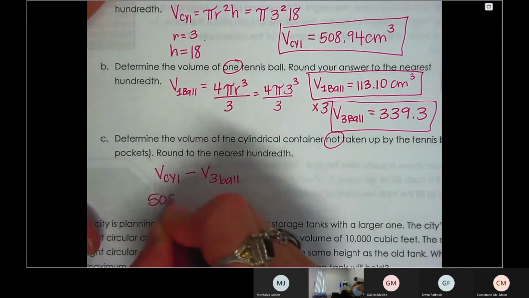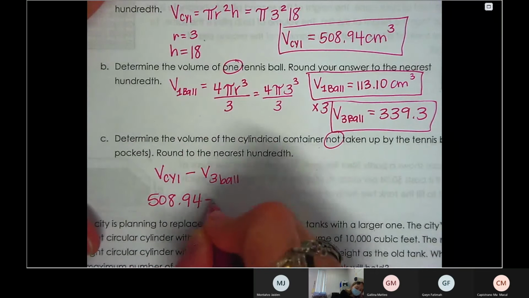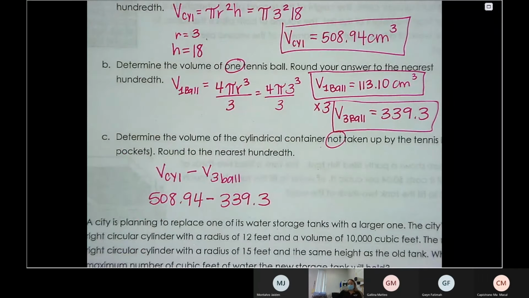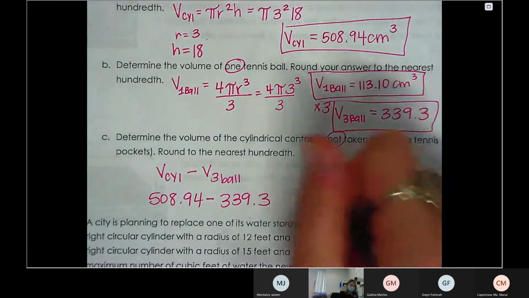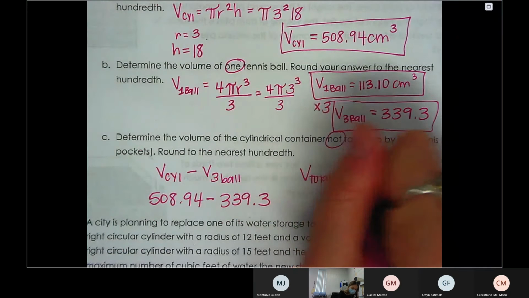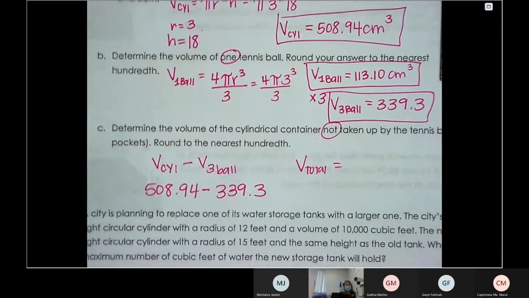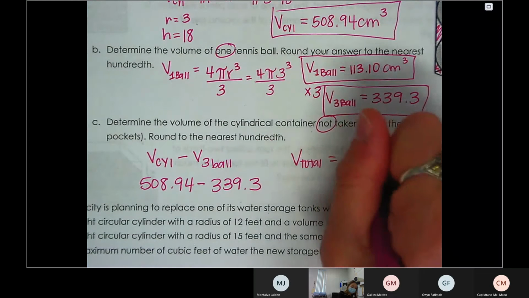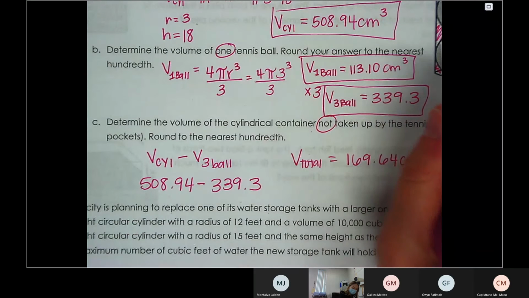So I'm going to take 508.94 and subtract 339.3. And that will give me my final volume. Okay, so what did you get for your total volume that's left over, the air pockets? Beautiful. 169.64 centimeters cubed.